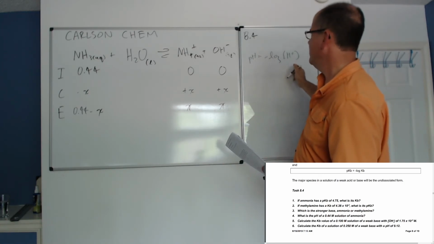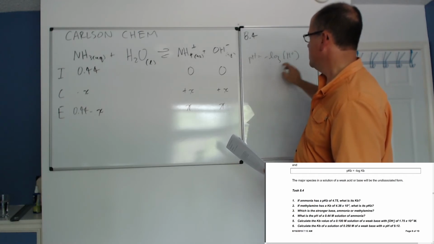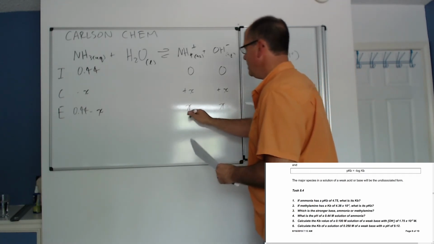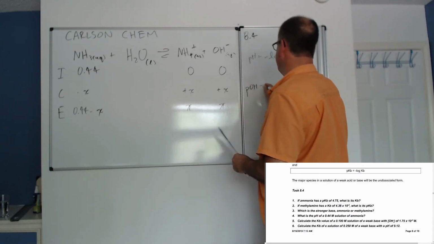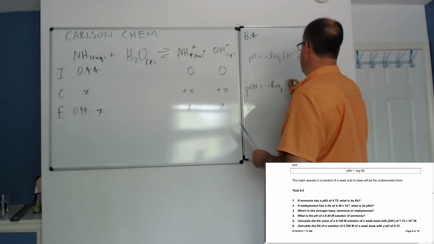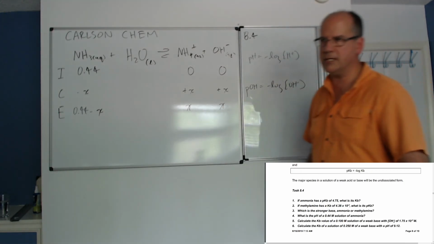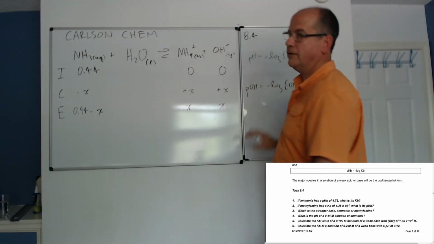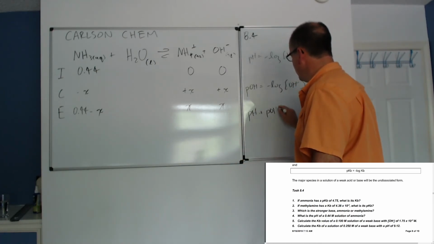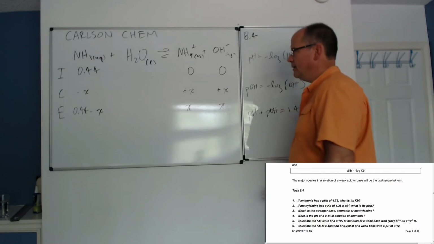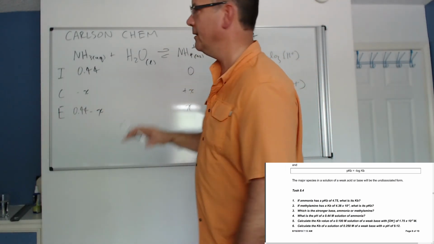Because X is H plus. So really what I'm going to find here with this X, I'm going to find the pOH. pOH is negative log of the OH. Don't forget that. pH is the negative log of H plus. pOH is negative log of OH. And pH plus pOH equal 14. So you have to keep track of are you looking at an acid or are you looking at a base?